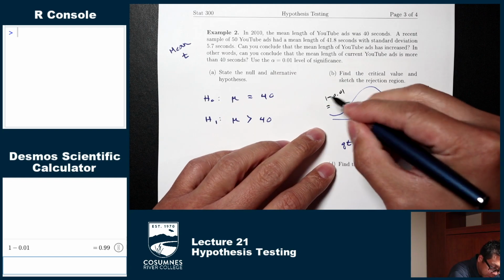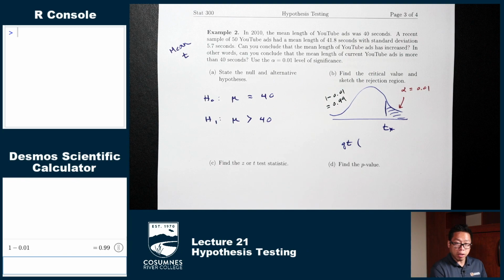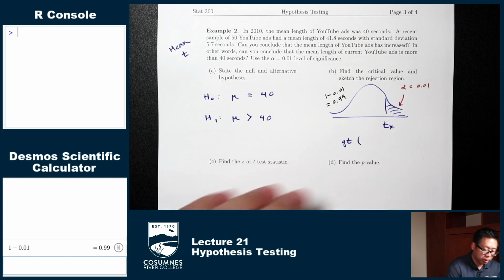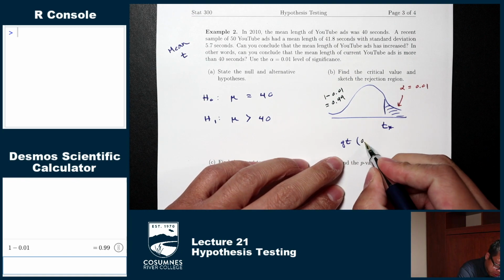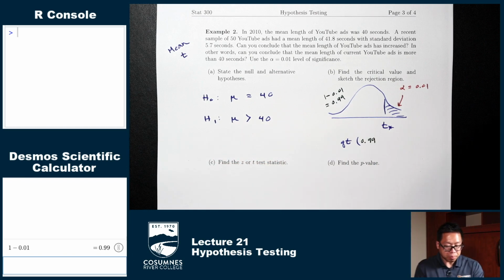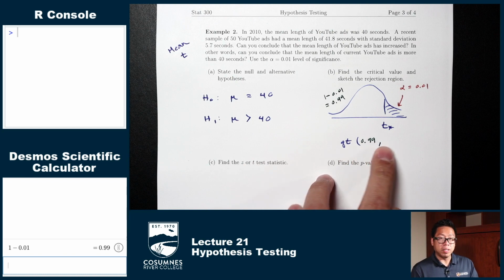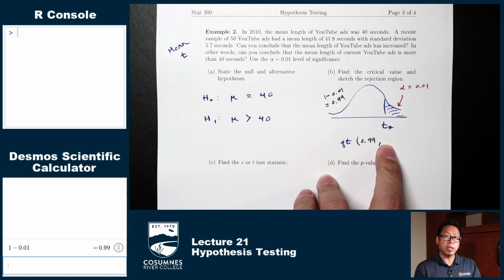0.99. Okay, that's the unshaded part to the left, and that's what I need to plug into qt. So 0.99, comma, df. So qt has two things you have to enter: left area, df. df is degrees of freedom. It's 1 less than the sample size.